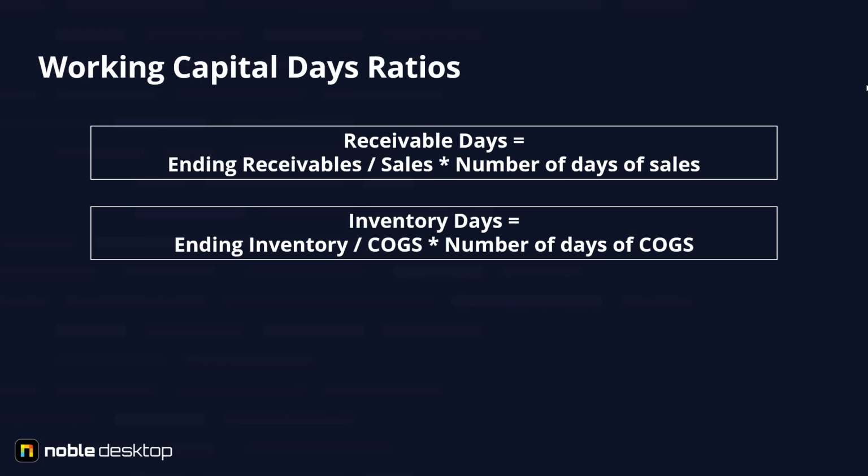The formula for inventory days is ending inventory divided by cost of goods sold and multiplied by number of days of cost of goods sold.